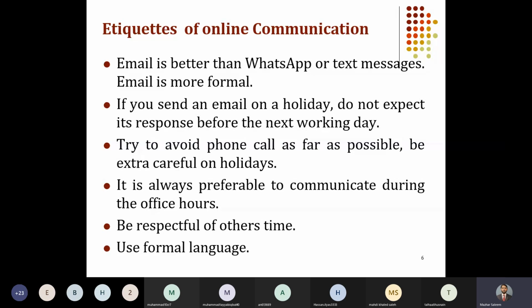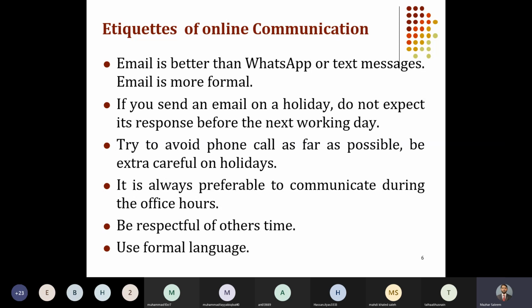And the last thing is, use formal language. This is very important. Sometimes students communicate with their teachers and they use casual language. That is not the right thing to do. Whenever you are communicating with your teacher or with your employer or your client, you should always use formal language.